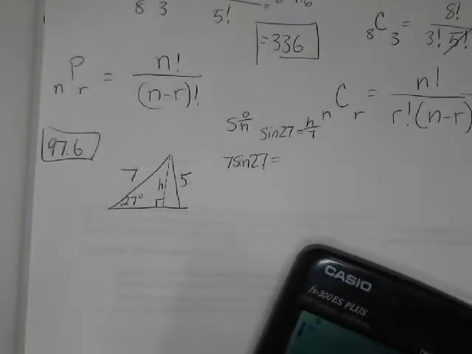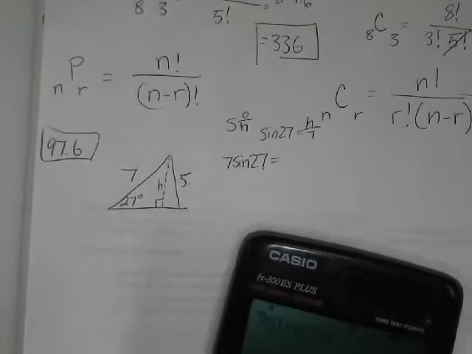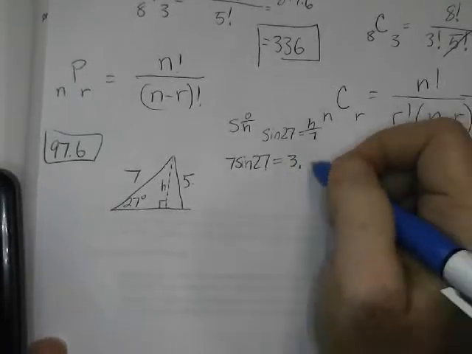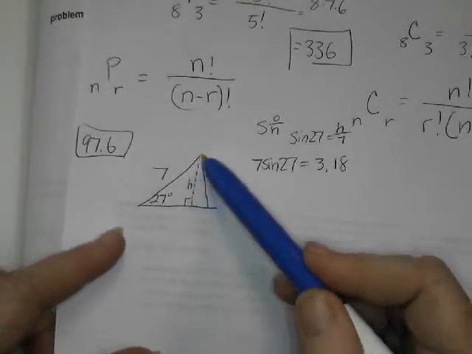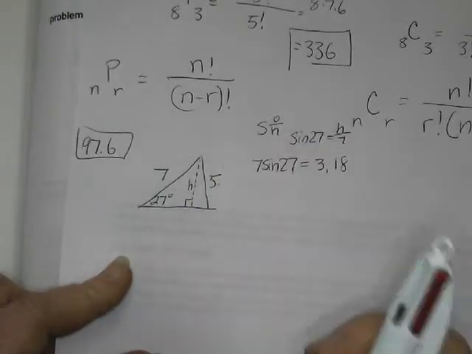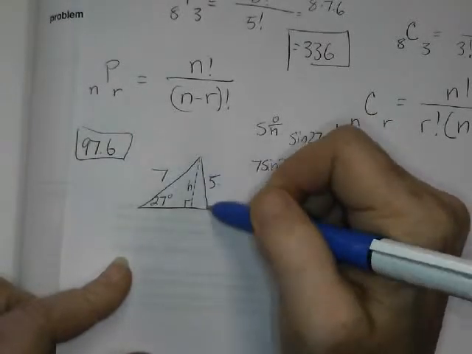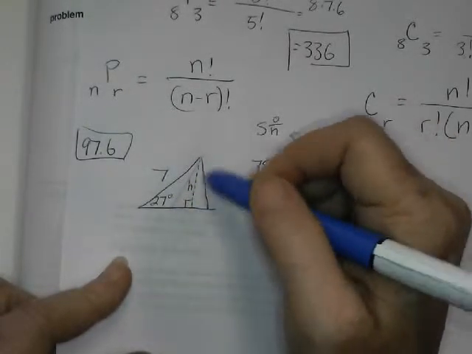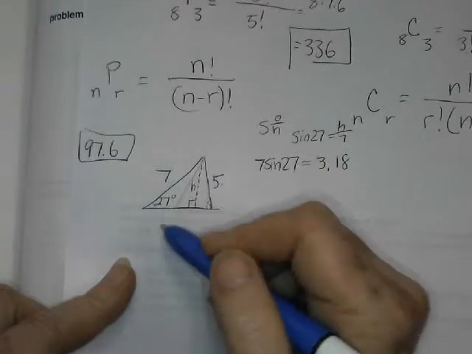So 7 sine of 27 gives me 3.18. Okay, so this height is shorter. This side of the triangle is long enough that maybe it could make another triangle. You know what I mean? Maybe it's long enough where it could swing, because we don't know what this angle is. It could swing right in here and maybe make a second triangle with an obtuse angle. The way I have it drawn here, we're using an acute angle, so I'll go ahead and solve for the acute angle first.